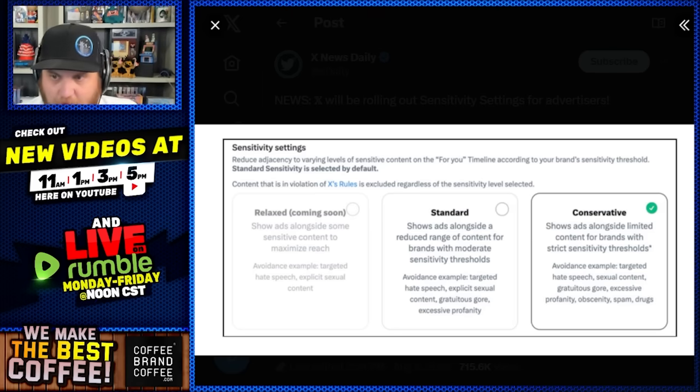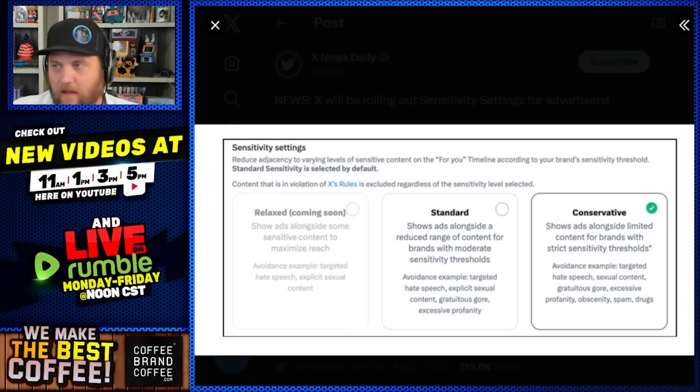But it does tell us something more. This is what most advertisers will pick, by the way. Shows ads alongside limited content for brands with strict sensitivity levels. You could have just called it strict. Avoidance examples: targeted hate speech, spicy contests, gratuitous bad stuff, excessive profanity, obscenity, spam, or usage of drugs. Now this is essentially what YouTube would call advertiser friendly, family friendly, right? I only want my ads to show along the top tier accounts that are like Mr. Beast and cat accounts, stuff like that.